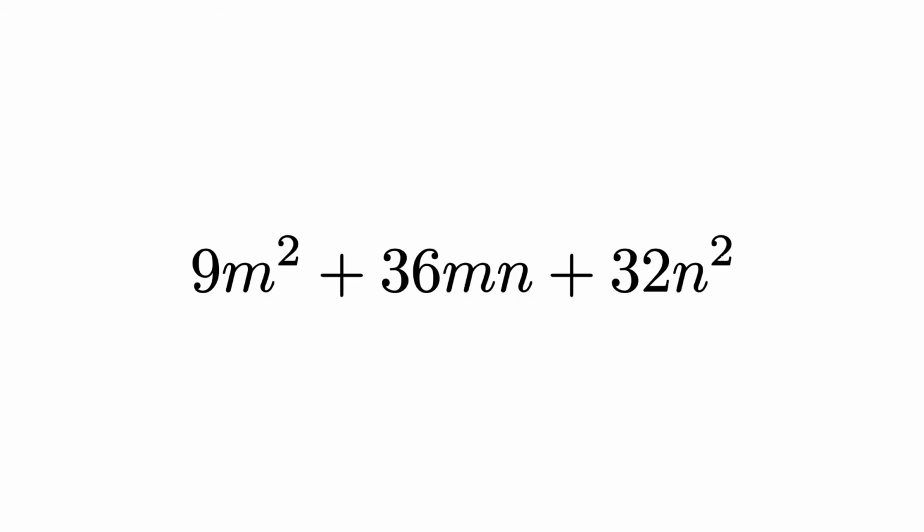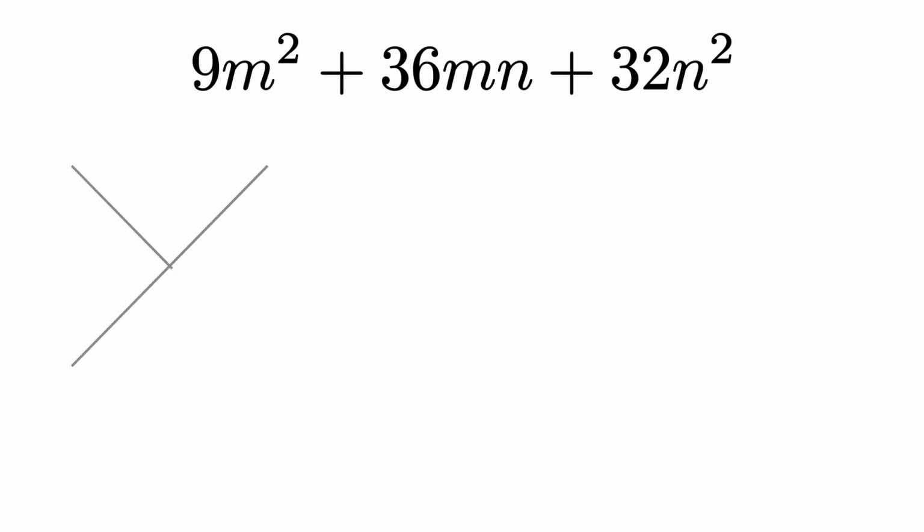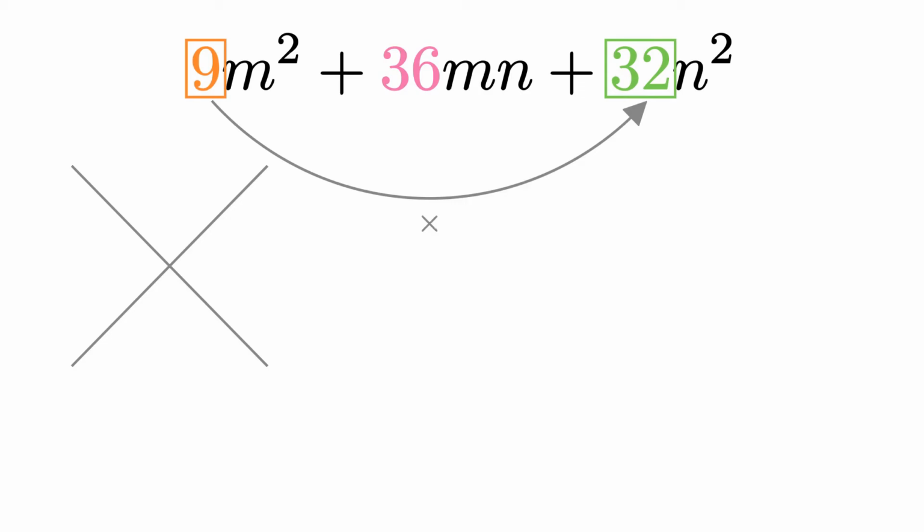Alright guys, so for our final example, we are given the expression 9m squared plus 36mn plus 32n squared. So the first thing we want to do is create our x, and what we want to do is figure out, okay, what's going to go in the top of our x. So notice that our leading coefficient is 9, so what we're going to do is take that 9 and multiply it to our last coefficient, 32. And 9 times 32 is 288. Don't worry, I did this in my calculator. So we're just going to put the 288 at the top of our x.